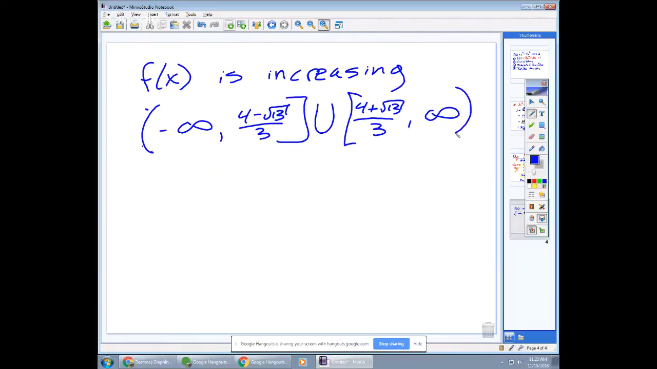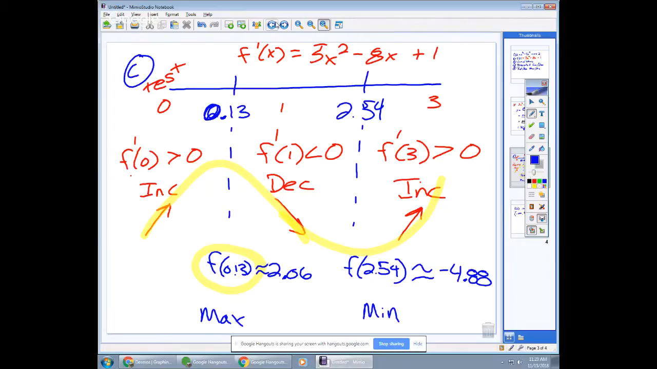Right? That's what my number line analysis told me. So just double check. From this side, the function heads that way forever. So forever, all the way up to that critical number, we're increasing. And from the edge of that critical number on, we're also increasing.